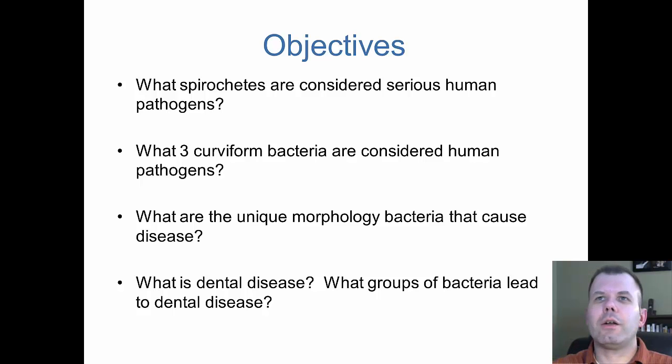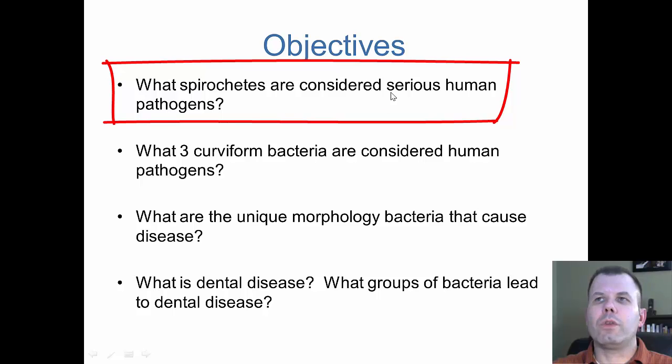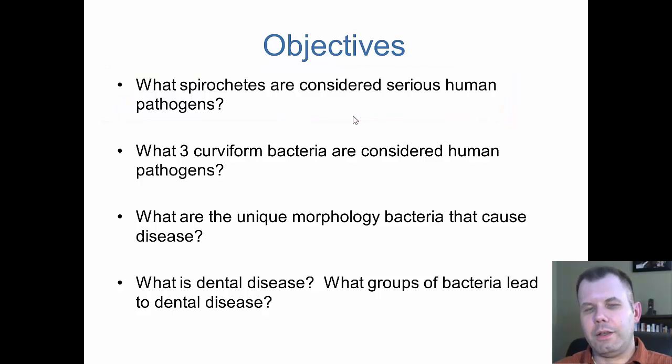So let's take a look at our objectives. The first one is, what are the spirochetes, and which ones are considered the serious human pathogens. And again, I've mentioned those two already. The first one is the one that causes syphilis, and then the second one is Borrelia burgdorferi, which causes Lyme disease. So we'll look at those two today.